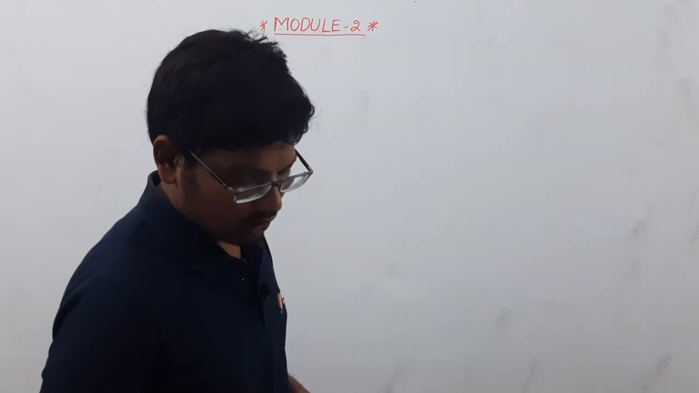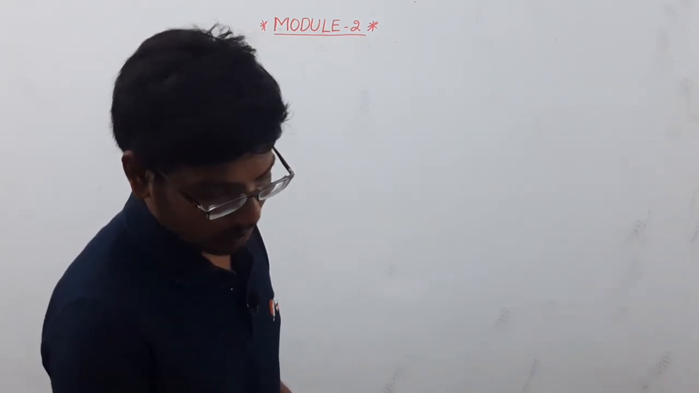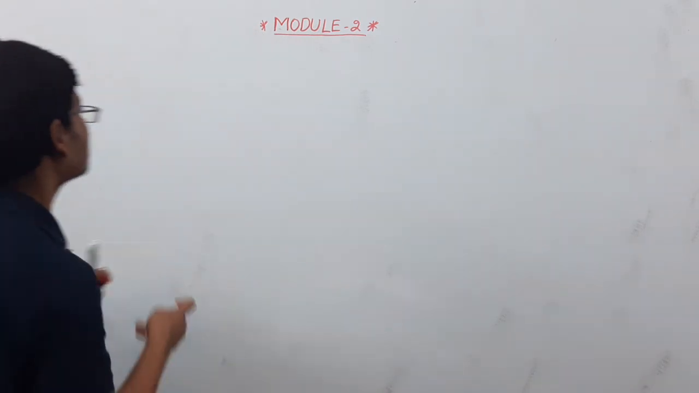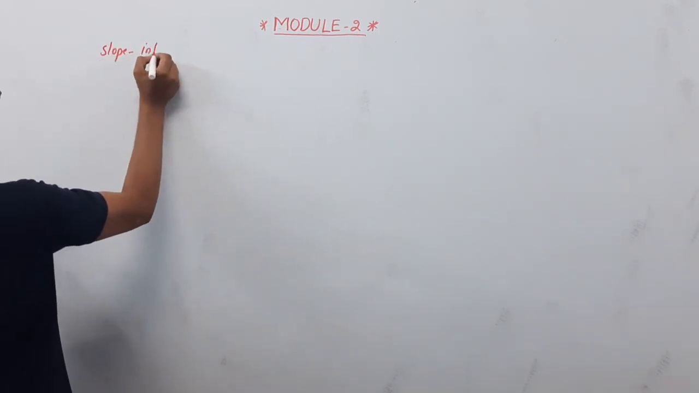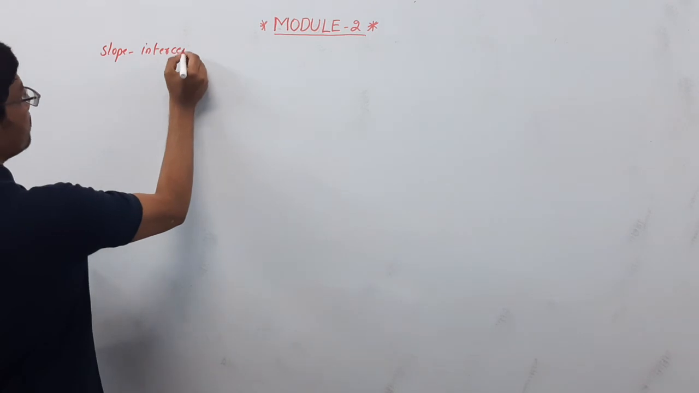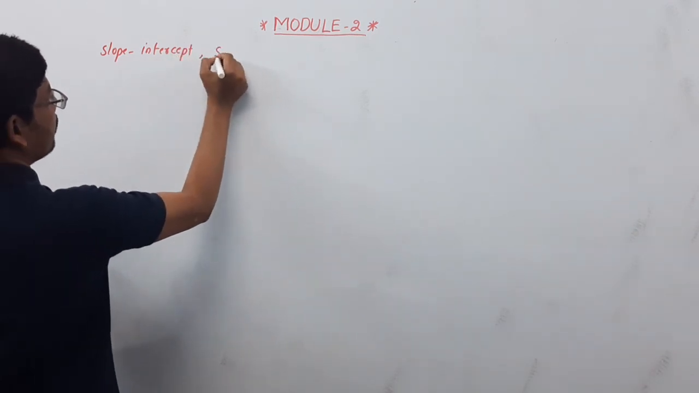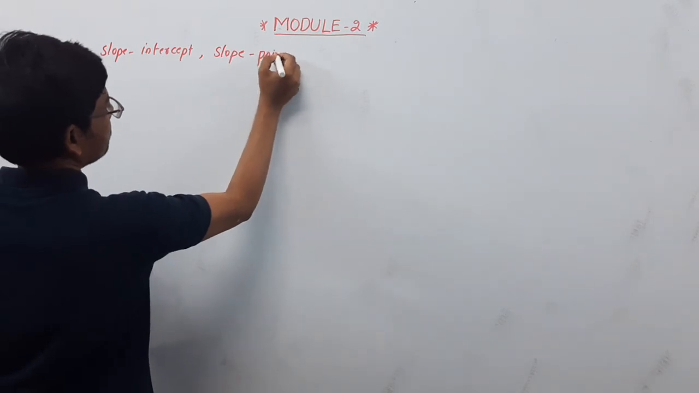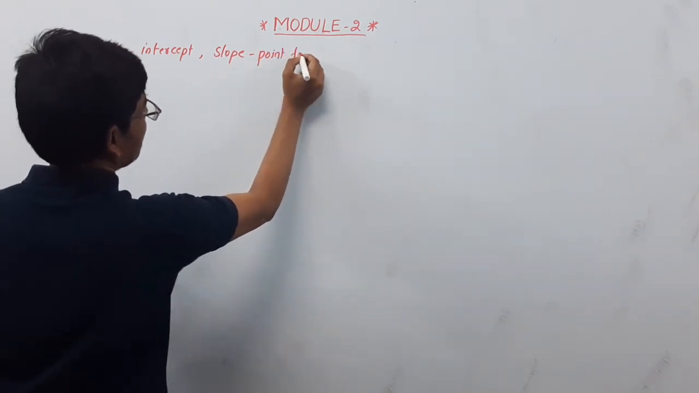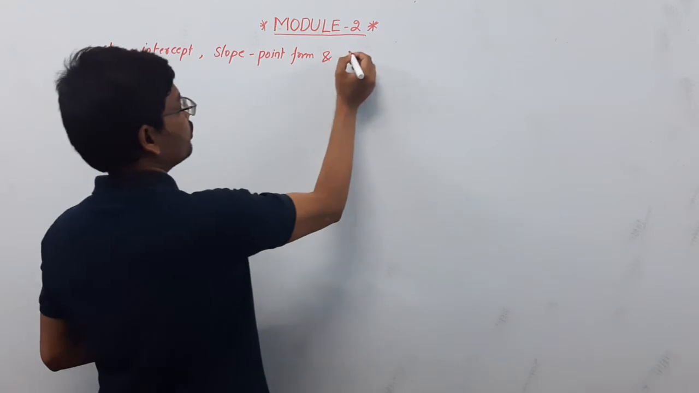Topic name is slope intercept form, slope point form, and finally 2-point form.